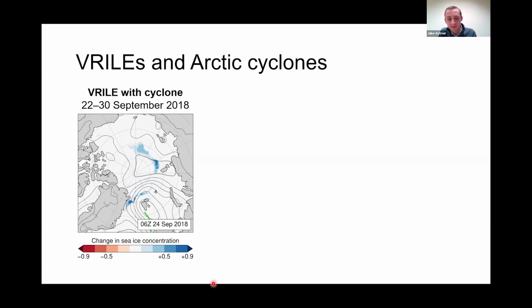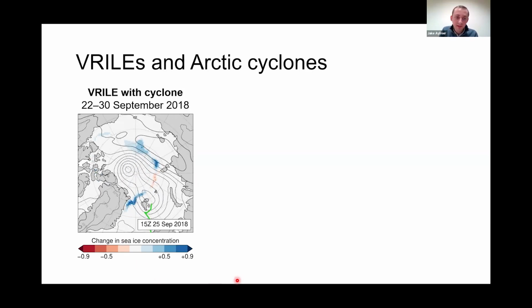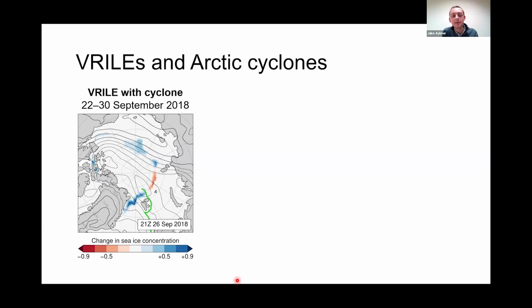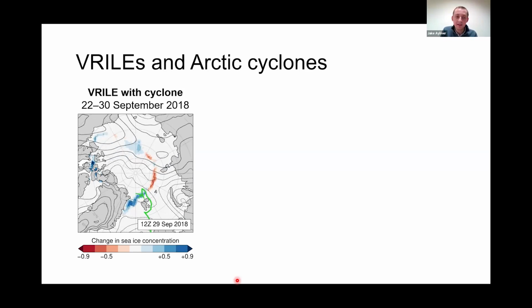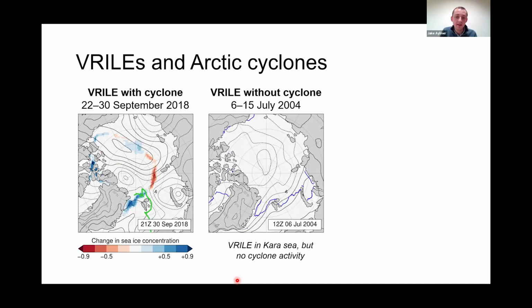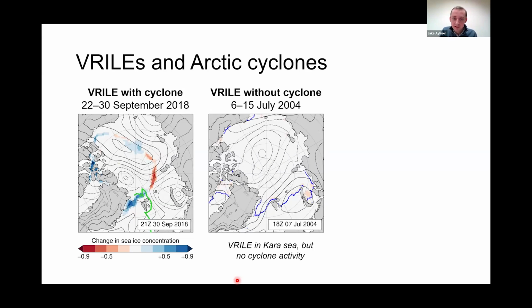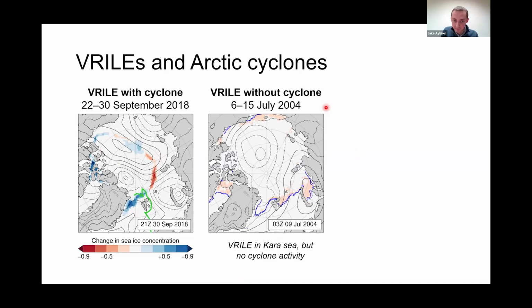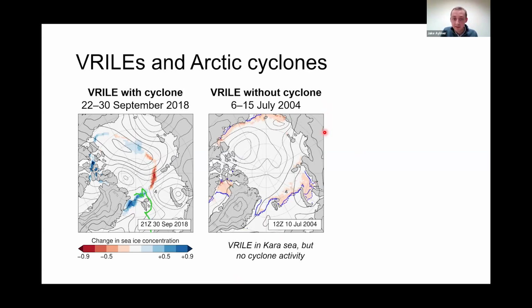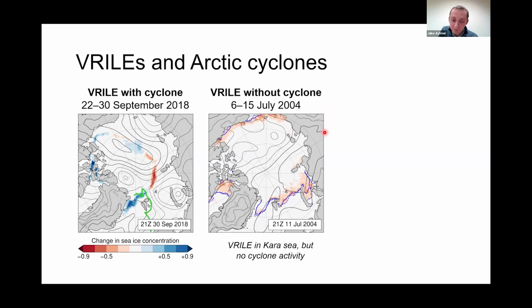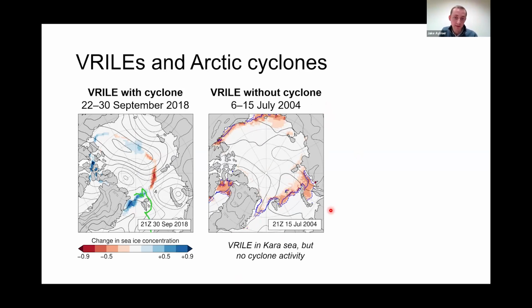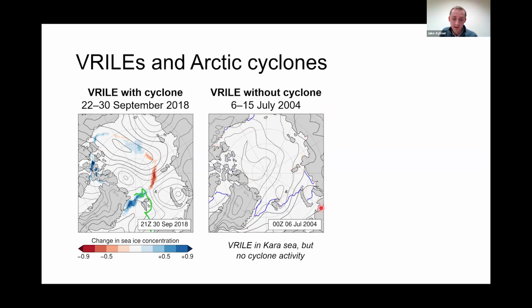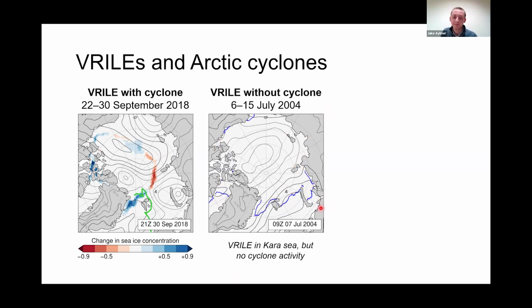But we can look at other examples in the model. And so here I've shown an example of a rapid ice loss event with a cyclone, but we can also quite easily find examples of rapid ice loss events that occur without a cyclone. So this is another example of a rapid ice loss event. This one occurs in July. There are no cyclone tracks at any location for this time period in the Arctic. So this one cannot possibly be associated with a cyclone.